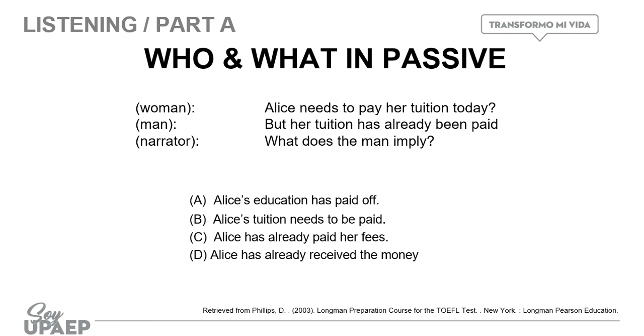Okay, so let's do these exercises. This first conversation says, Alice needs to pay her tuition today, but her tuition has already been paid. What does the man imply? So the options are: Alice's education is paid off, Alice's tuition needs to be paid, Alice has already paid her fees, Alice has already received the money. So, let's check. Is the sentence that the man said in active or in passive? It is in passive, exactly. So take a moment to decide what the answer for the question is. Okay, so the answer is letter C. Alice has already paid her fees. As I said, most of the times, if the second speaker said something in passive, the answer is going to be in active.